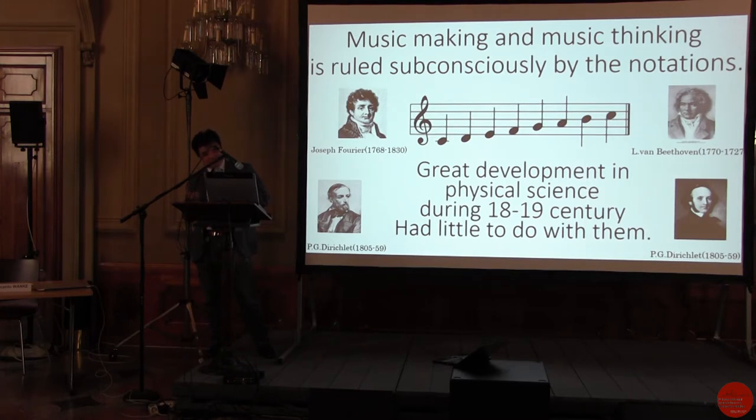And so, great developments in physical science during the 18th and 19th century. For example, Joseph Fourier is no doubt one of the most important figures in the whole of science and technology. And he is a contemporary of Ludwig van Beethoven, yet there is almost nothing connecting them. And very strange is the man known as Dirichlet. Dirichlet is a mathematician, and he is a brother-in-law of Mendelssohn Bartholdy, composer, pianist, conductor, violin player. But in reality, they had almost nothing to do with each other regarding music making and so forth.